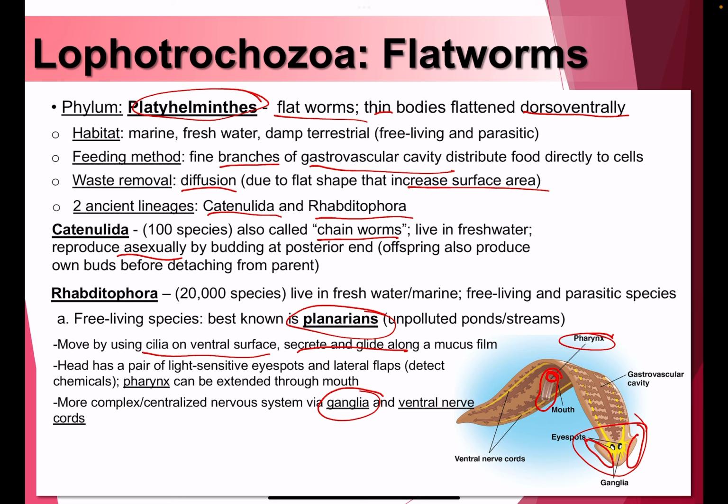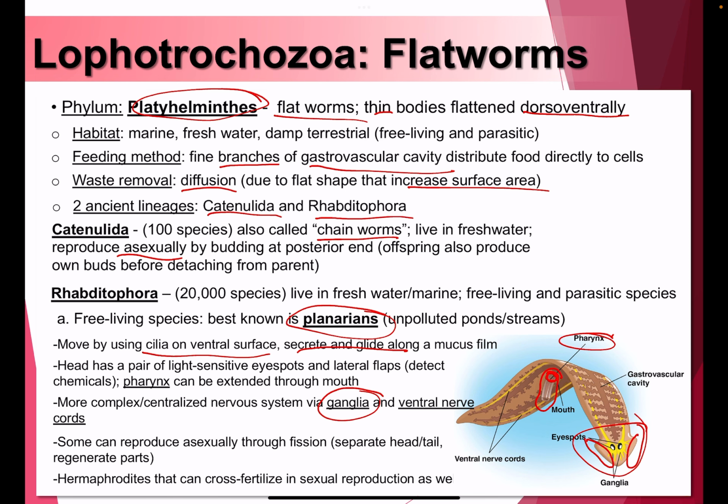There are actually centralized neural cells in those particular specific areas. In this case, the planarian, you see this yellow dense area. That's where the ganglia is. And then there are two ventral nerve cords that go down the tummy part of the planarian.